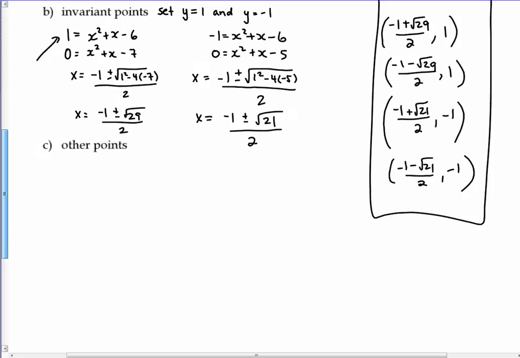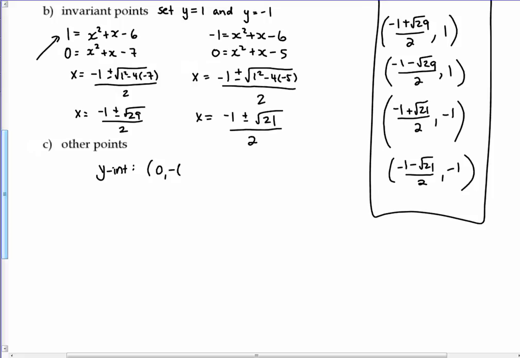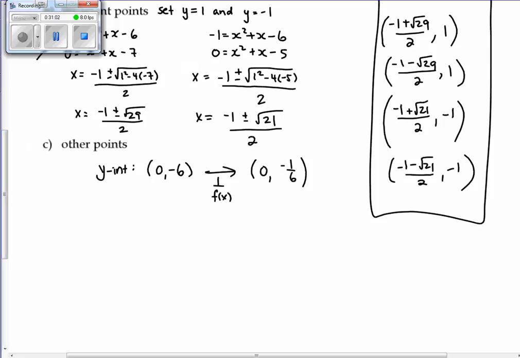Okay, other points. Let's just do the y-intercept. What was the y-intercept originally? 0, -6. So what will it become on the reciprocal? 0 and -1/6. X stays the same. We take the reciprocal of y. Good? Okay, last question. That wasn't so bad, was it?